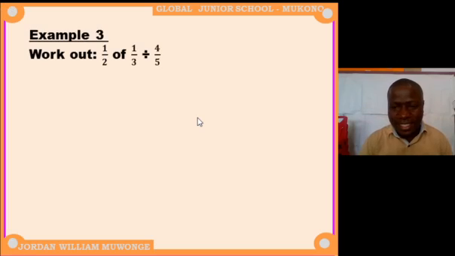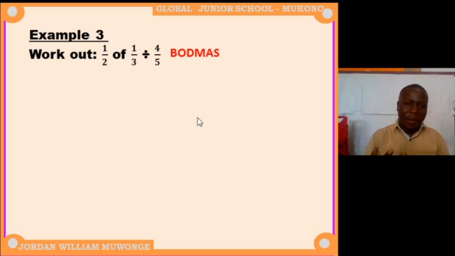Our example 3. There it is. Work out a half of a third divided by 4/5. I repeat. Work out a half of a third divided by 4/5. Now, when you look at this number, the operations we are having, according to BODMAS, we are having of and division. But now the question is, of the two, according to the order of BODMAS, which one should be handled first? Automatically, that is of.